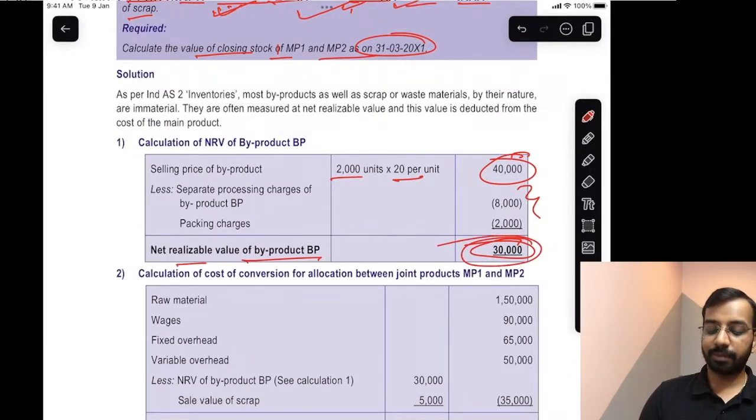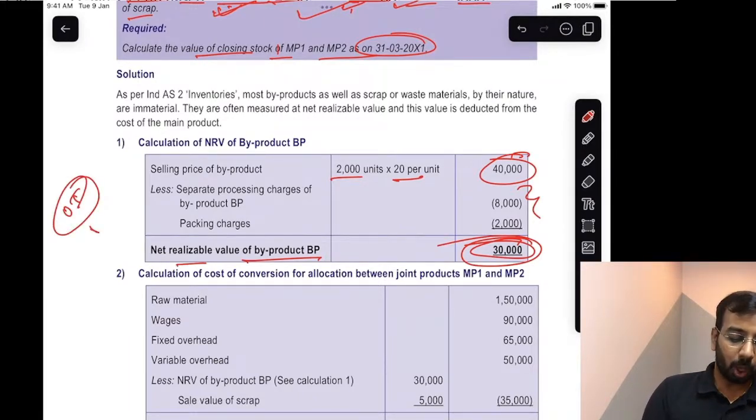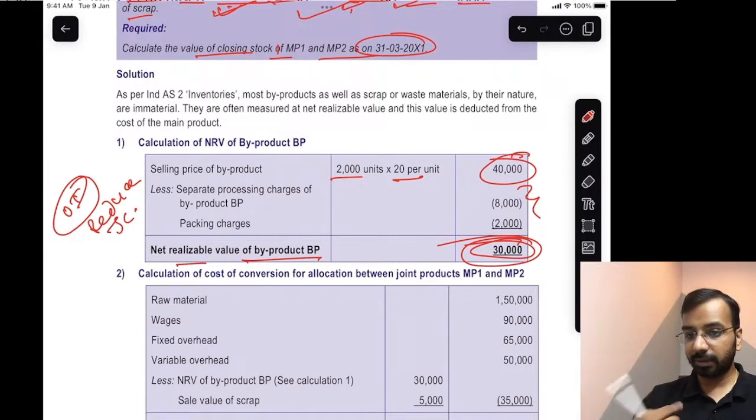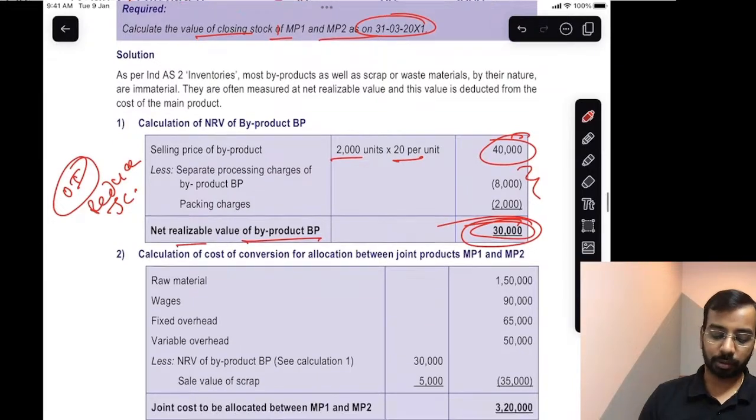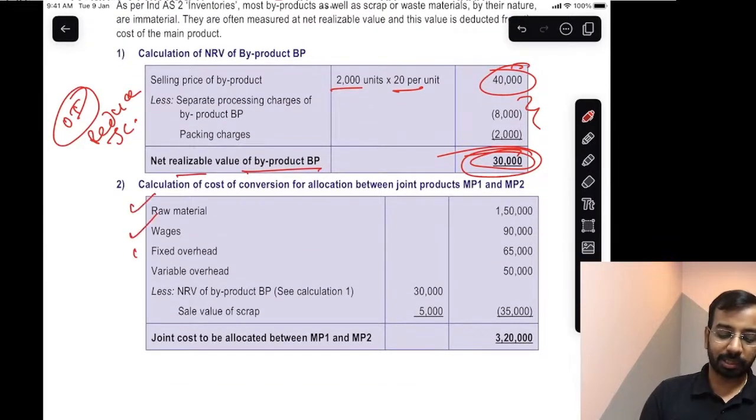Now, this net realizable value of byproduct, what we will do is, either we can take it to other income or you can reduce it from joint cost. Similarly, whatever is the value of scrap, that value you will reduce from the joint cost. So, raw material, wages, fixed overhead, variable overhead is the total cost.